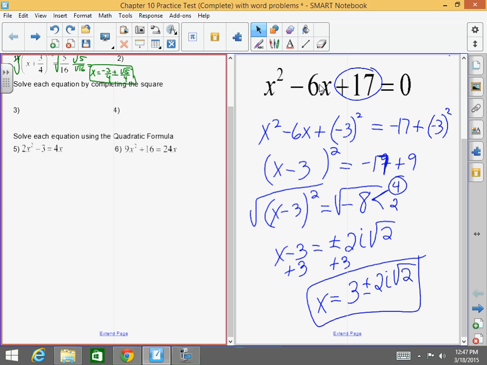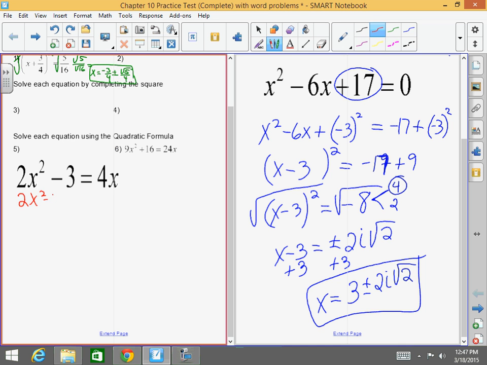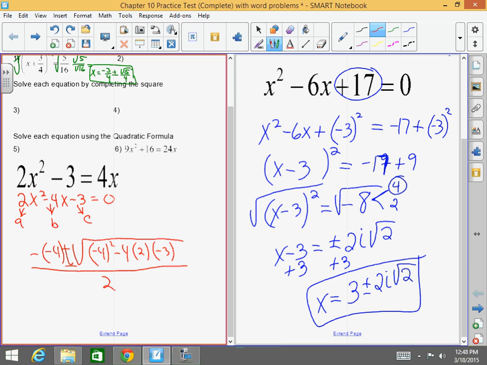Next, solve each equation by using the quadratic formula. Okay, this should be Mickey Mouse. You first must put it into standard form. So this is 2x squared minus 4x minus 3 equals 0. Like I've told you before, label. 2 is the A. Negative 4 is the B. Negative 3 is the C. Negative B plus or minus square root of B squared minus 4 times A times C over 2A.